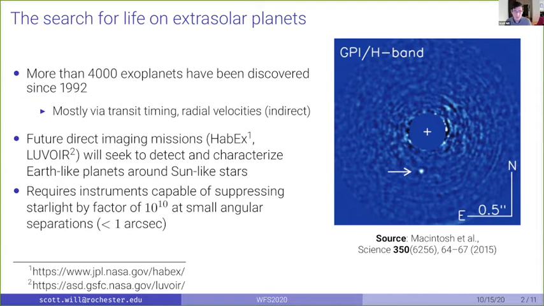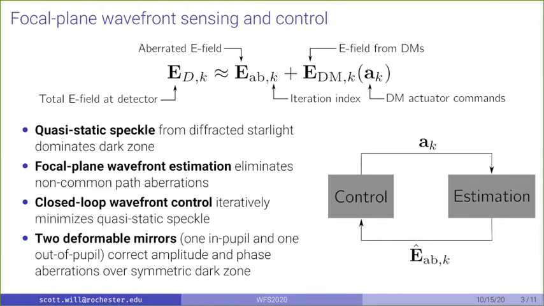This is a very, very challenging problem because it requires starlight to be suppressed by a factor of up to 10 to the 10 at very small angular separations. Now, in choreography, especially in space-based choreography, we usually operate in a very small wavefront error regime. But even in this regime, the dark zone where we hope to detect a planet is dominated by long-lived quasi-static speckle from diffracted starlight that results from wavefront errors on the various optics in the optical train.